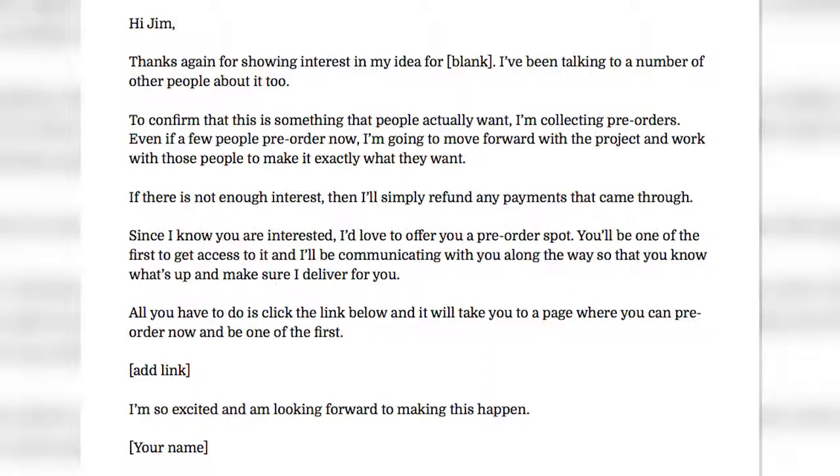And if there's not enough interest, then I'll simply refund any payments that did not come through. Now that's really important because people are gonna be wondering, okay, well, what's gonna happen with my money? And what if you don't get enough interest? Am I gonna get that money back? Well, you're just simply answering that question for them right then and there.